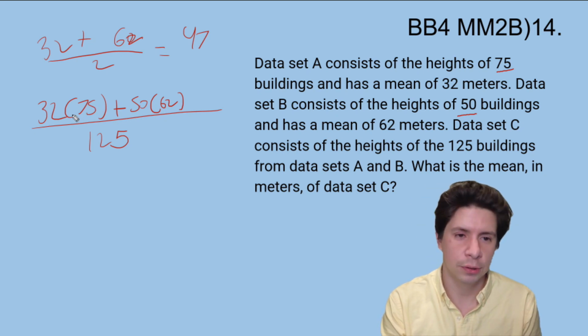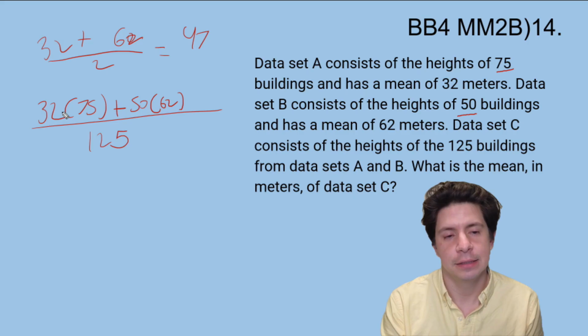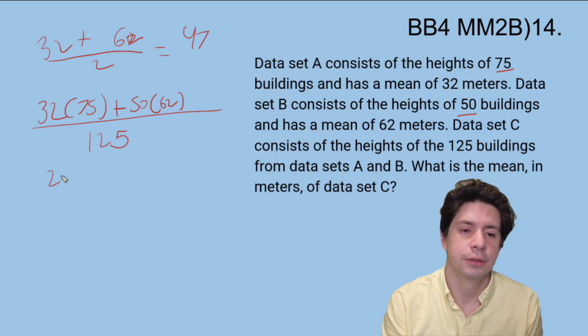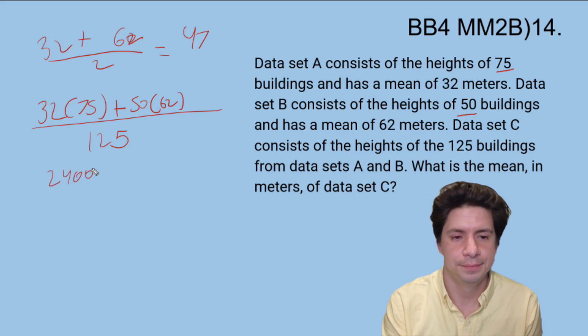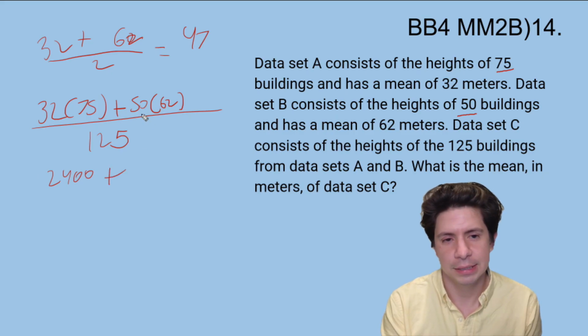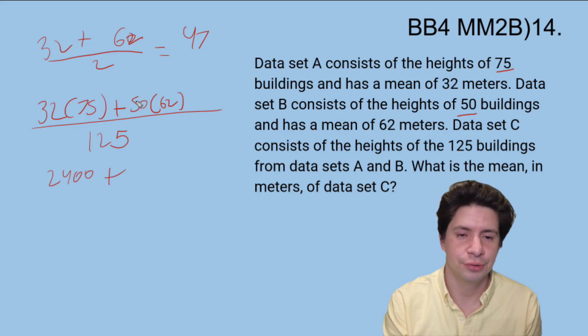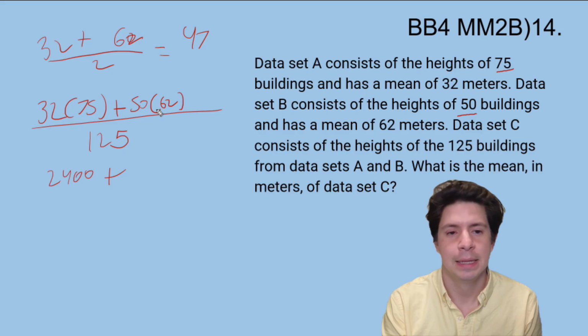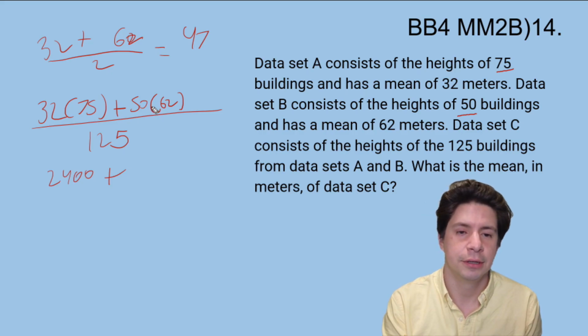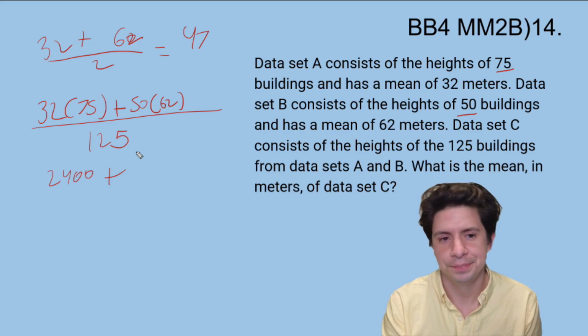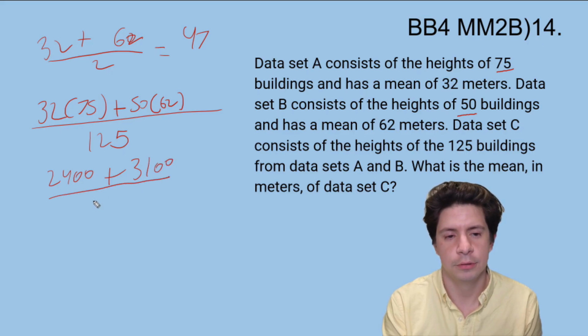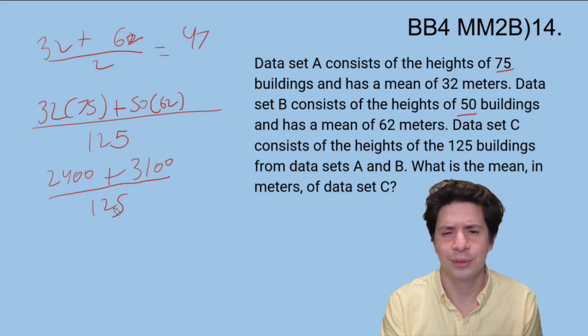And that's going to give us 75 times 32. I like to do 3/4 of 100 times 32, so that's going to be 2,400. Plus, with 50s, I like to divide by 2 and then add 2 zeros, so it's going to be 3,100, all over 125. And don't worry, do this in the calculator.